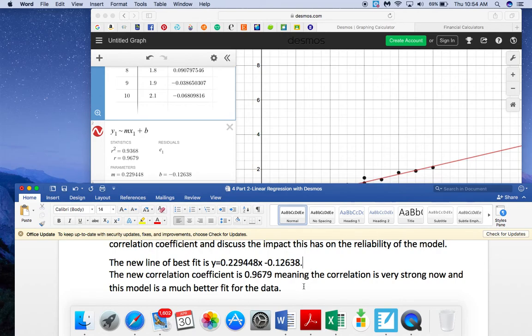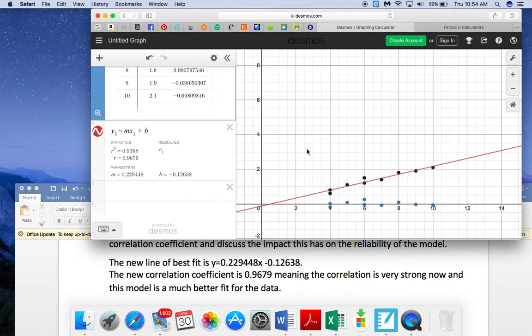The correlation coefficient is much higher, which means that the correlation is actually quite strong, and really it was just that we had an outlier getting in the way of things there.